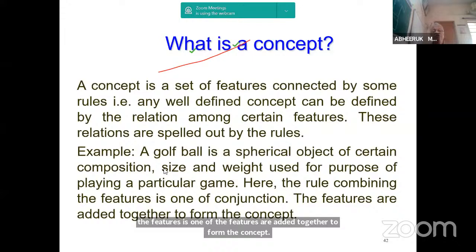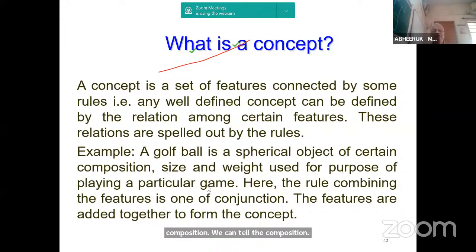We can tell the composition, what is the size, what is the weight used for the purpose of playing a particular game. So this is the definition of the golf ball. So here we are defining the concept by combining some characteristics, and through a rule. Rule means how we can combine these features. In the rule, how we will combine the features. There are different ways.